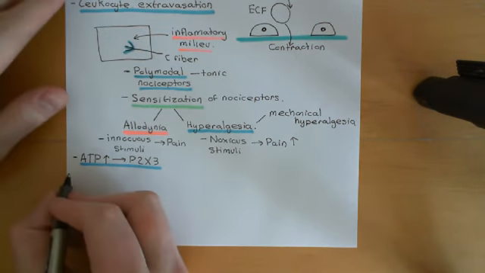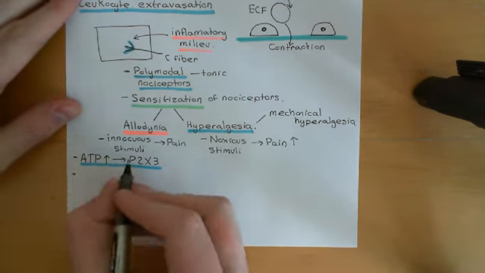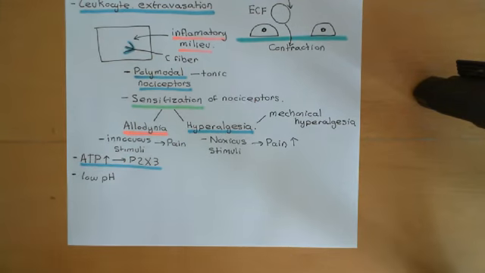Another thing is the fact that in this inflammatory milieu, you generally have a low pH. A low pH is one of the phenomena observed in inflammatory milieu. It's an observed phenomenon at sites of inflammation that you have a low pH.